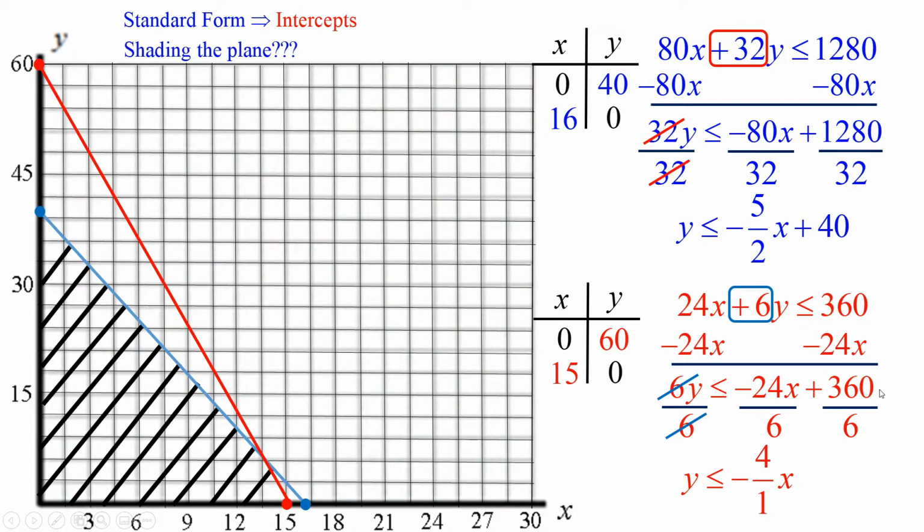And then 360 divided by 6. Well, 6 times what? 6 times 6 is 36, so 6 times 60 would be 360, so plus 60. If you're not sure, check it on a calculator. Okay? And now look at what we see. y is less than or equal to negative 4 over 1 x, or negative 4x plus 60. That less than tells me I'm going to shade below this solid red boundary line right here.